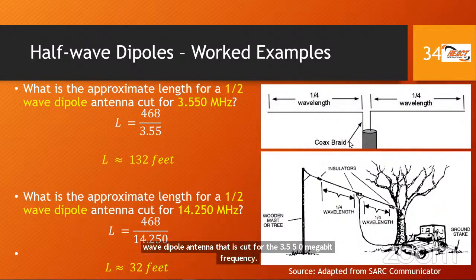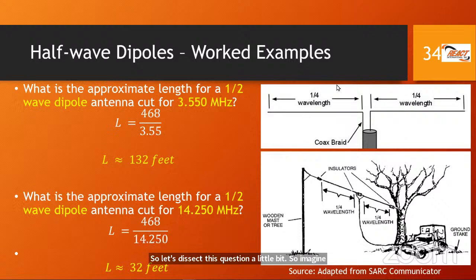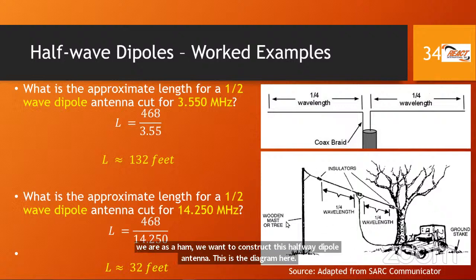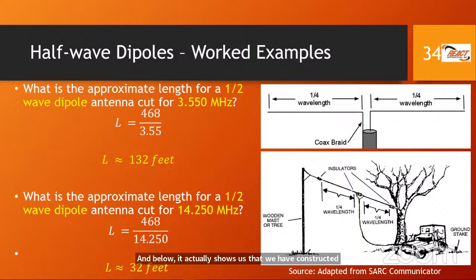Imagine we are, as a ham, wanting to construct this half-wave dipole antenna. This is the diagram here. And below, it shows that we have constructed the antenna and we are mounting it. We have a mast here and we have a tree and some insulators and our antenna that is installed. Each leg of the antenna is a quarter wavelength, but we need to know how to calculate the length of this half-wave dipole antenna.